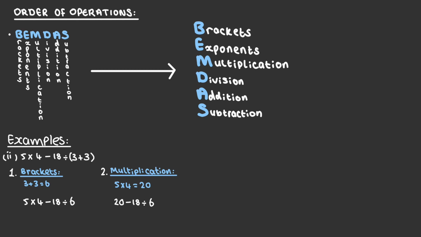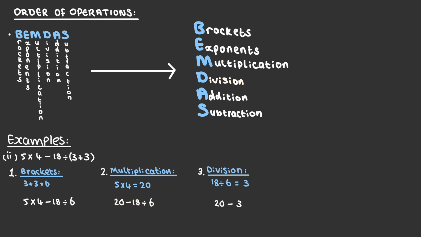Now we can update our sum. We do this by replacing 5 multiplied by 4 by 20. Here we have 20 minus 18 divided by 6. The next operator on our list is the division operator. Since division is present in our sum, we must use the division operator to calculate 18 divided by 6. Here we get 18 divided by 6 is equal to 3.